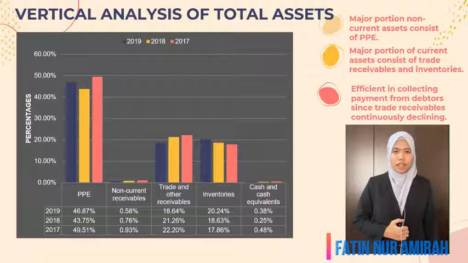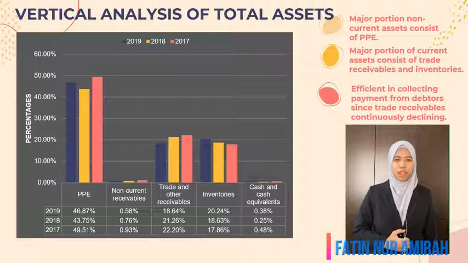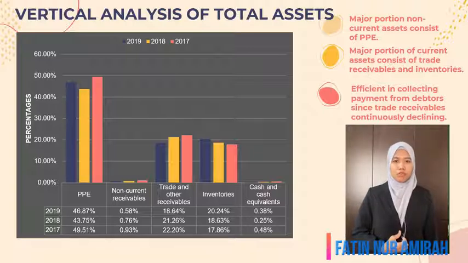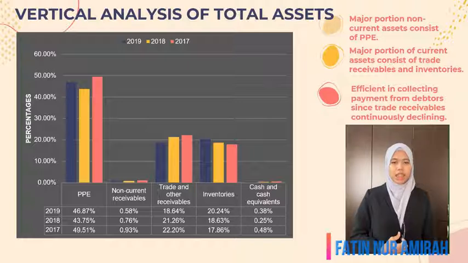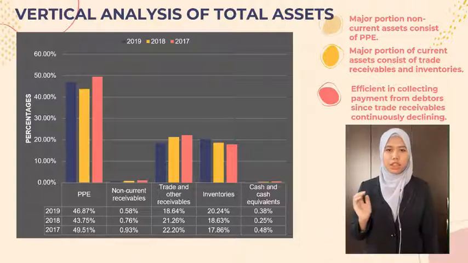As for the next, for the inventory, it shows an increasing trend from year 2017 to 2019. It can be seen that the company is efficient in managing their inventory in year 2017, since they are holding only 17.86% of their inventory as compared to 20.24% in year 2019. Overall, based on the analysis of the total asset, it can be seen that there are no significant changes in the items of the balance sheet for all the 3 years.